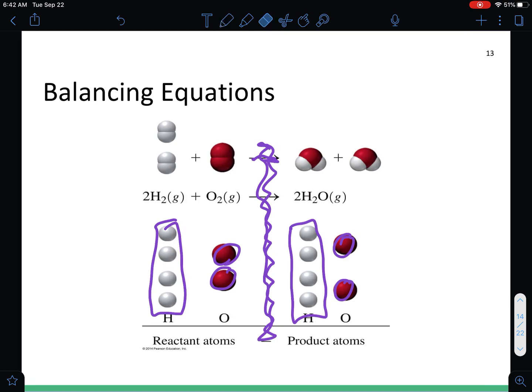Now with balancing equations, it is a little bit more tricky than just adding atoms on either side. You have to keep the reaction true. So I can't just randomly add more hydrogen atoms over here and some more hydrogen atoms over here. I have to keep true to the chemical equation. So I can only add hydrogen in the form of an H2. I can only add oxygen on this side in the form of an O2. And I can only add water on this side in the form of H2O.